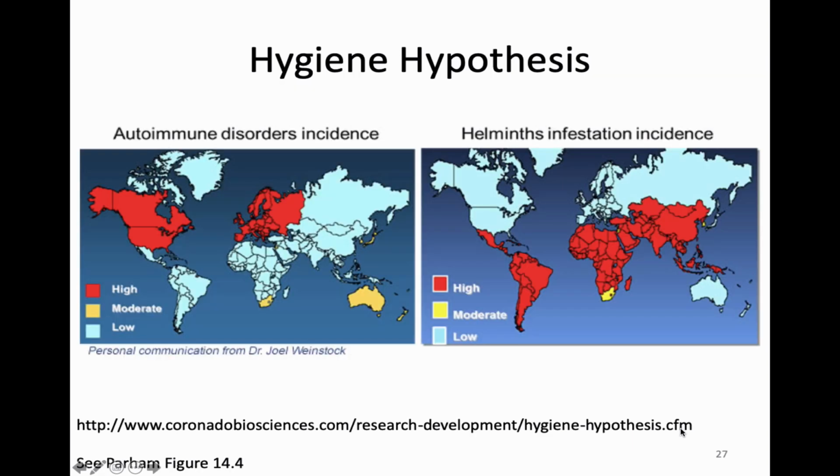However, if we actually look at where people tend to suffer from helminth infection, we tend to see the helminth infections in the places marked in red on the right-hand side of this figure, largely in places in the developing world. And if we compare this with places where we tend to see high incidence of autoimmune disorders, we see that there's almost a complete switch. And these types of data have led people to come up with something called the hygiene hypothesis.